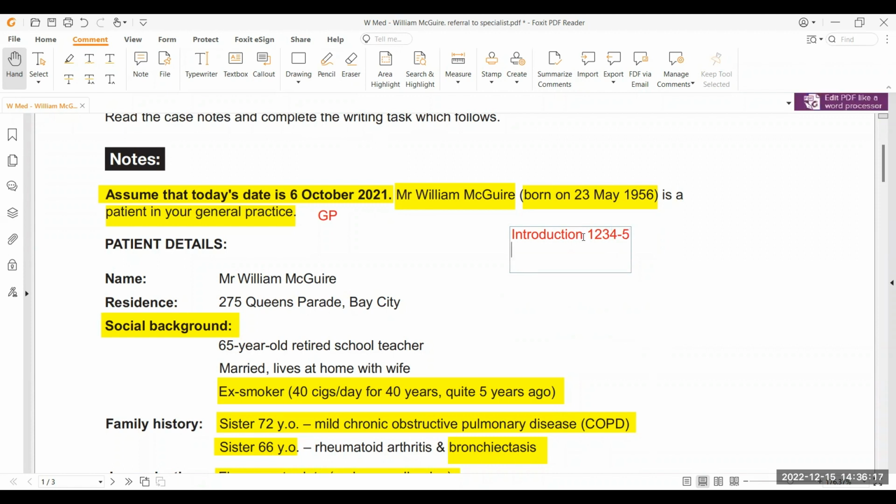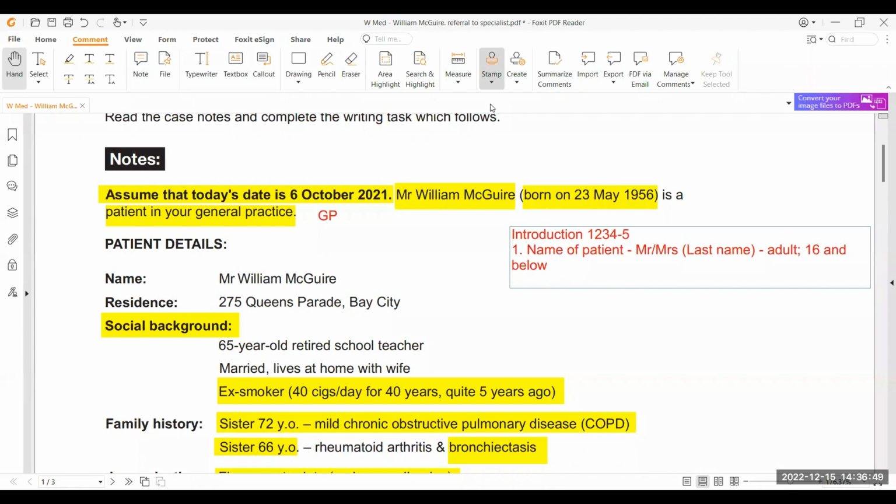And of course, as part of your introduction, you want to state there the name of your patient. In the introduction paragraph, no need to state the full name. So just the title, Mr., Mrs., and then just the last name, if you have a patient who's an adult. But patients who are 16 and below, you can refer to them using their first name.